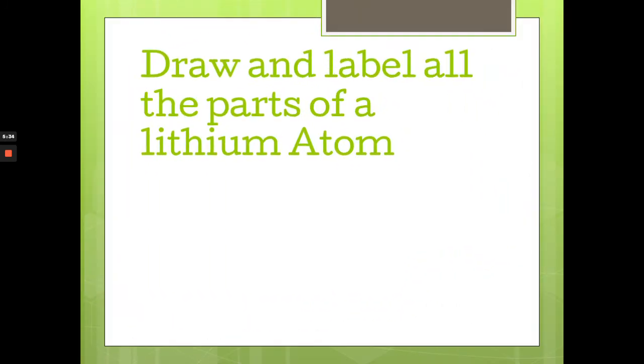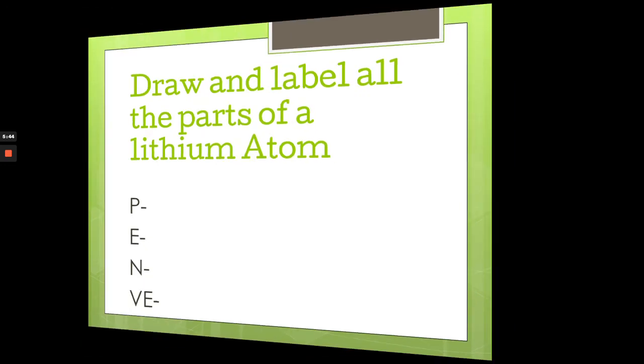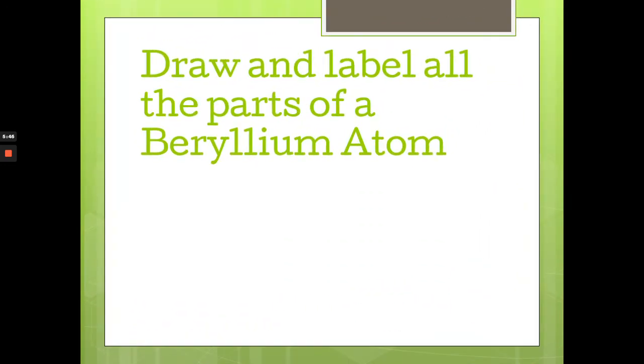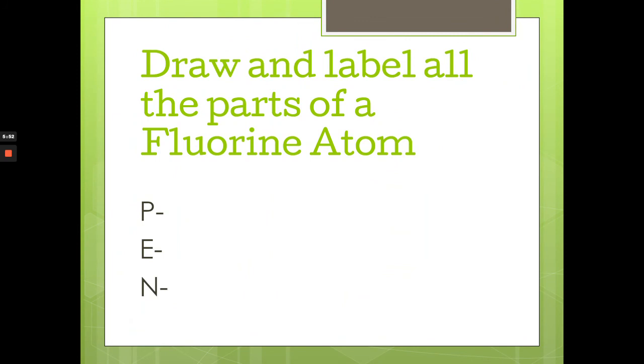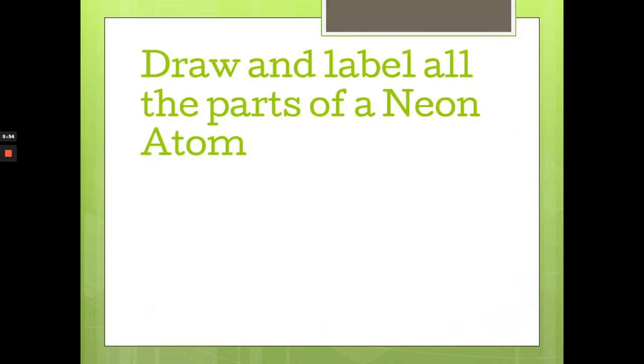All right, on these next few, you are going to draw and label all the parts of each of these atoms. So you'll do ape-man for lithium. Okay, and you will do ape-man for beryllium, and ape-man for carbon, and ape-man for fluorine. And the last one is neon. Okay, after you do that, you can go ahead and move on to your quizzes.